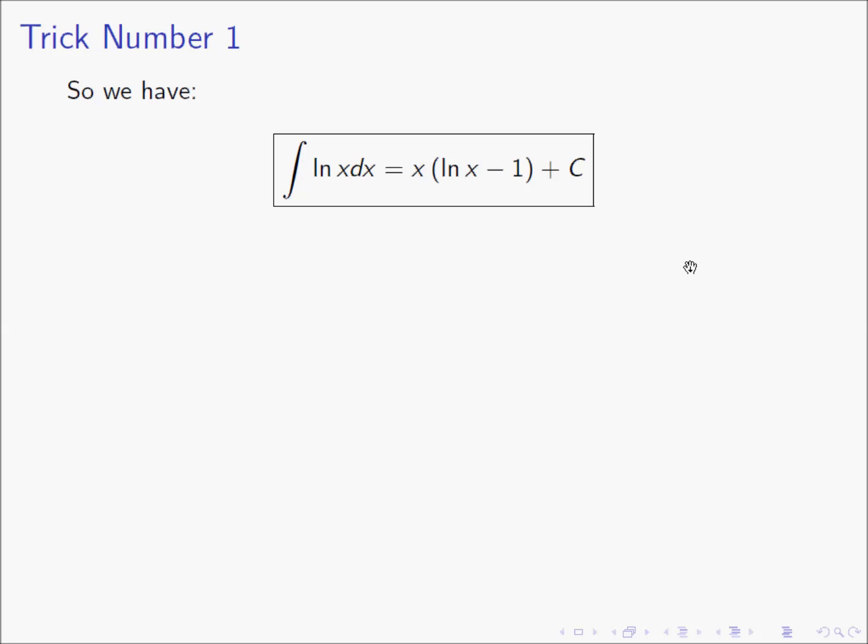In the next video I'm going to show you more examples and other tricks that make integration by parts even more useful.